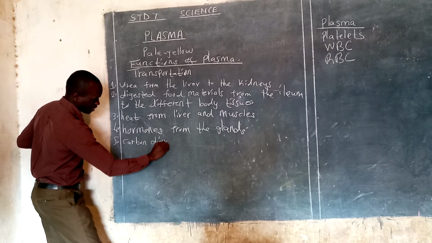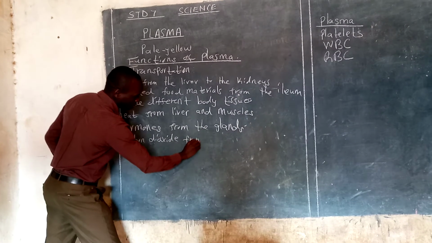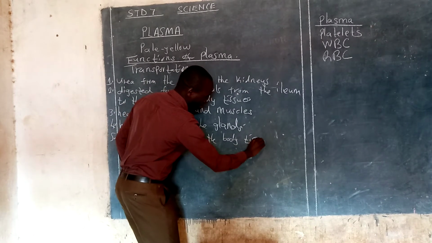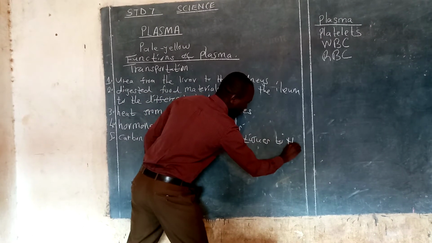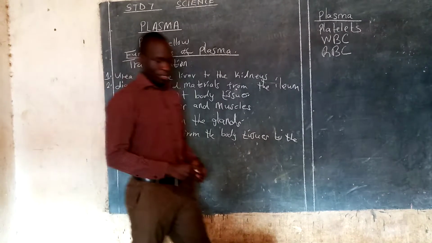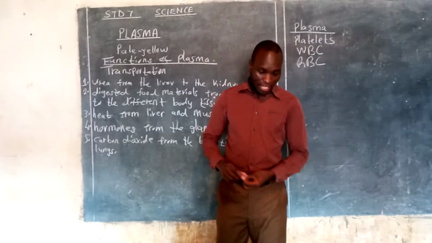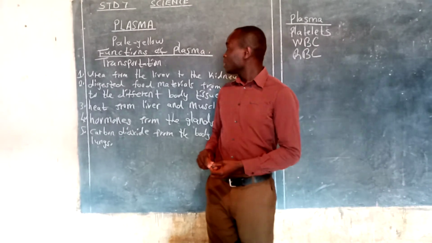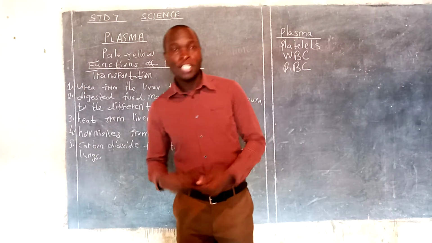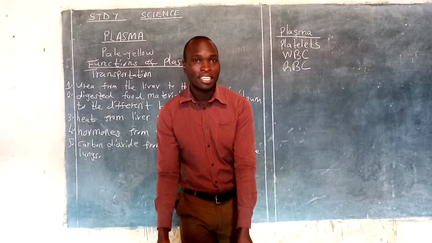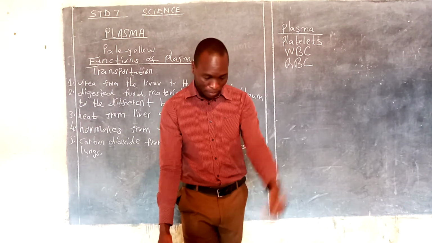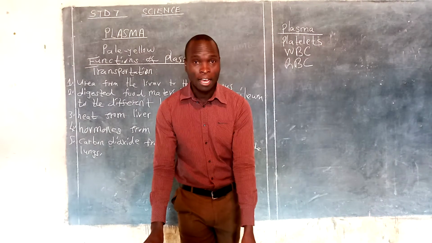Carbon dioxide from the body tissues to the lungs for excretion. And then another one is that plasma is used in transportation of any other waste product from the body tissues to where they are excreted. That is to the excretory organs. We have different excretory organs. We shall look at them as we move on to the next class.